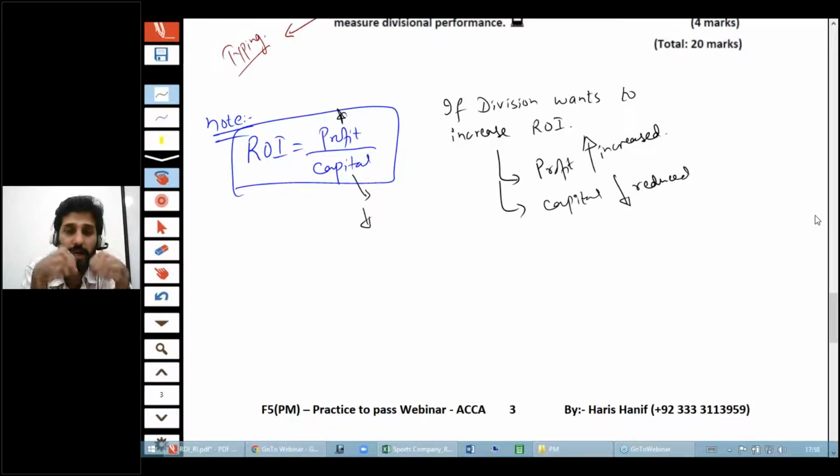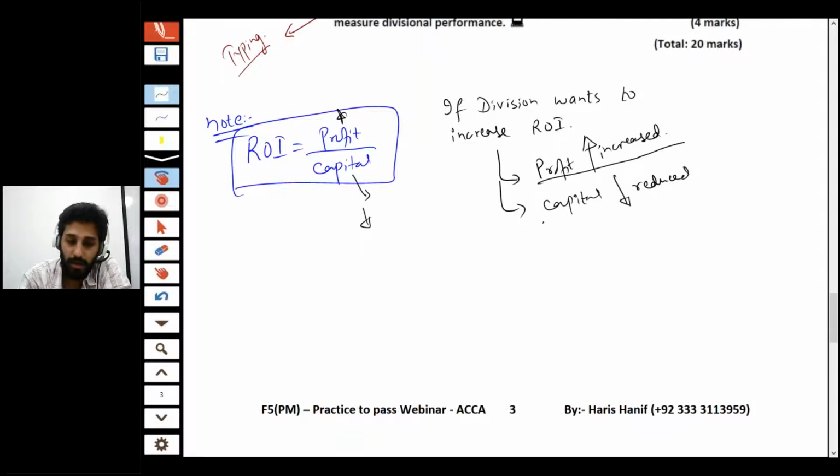If you people are giving me the target to maximize ROI, I will be focusing on two things: everything which is likely to increase the profit, and everything which is likely to lower down the capital base. I will have to focus on these two things, whether they are possible or not. Let's discuss this. So if a division wants to increase ROI, there are two possible ways: profit increase and capital reduced.